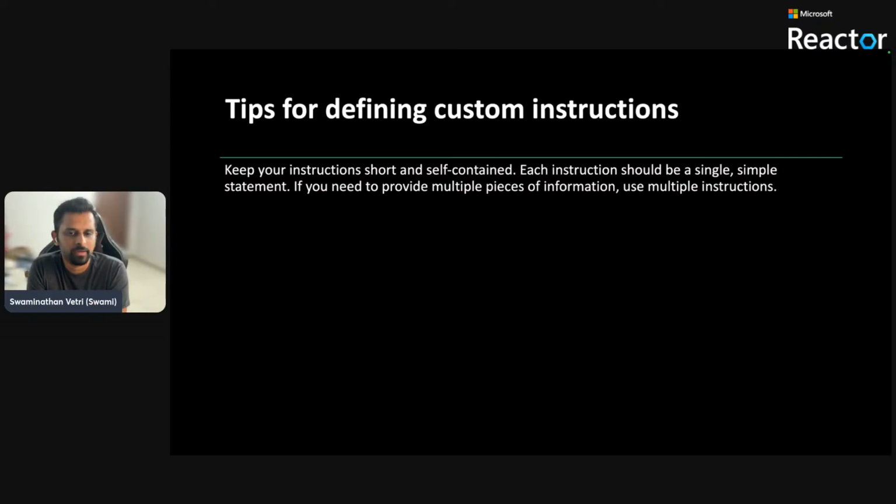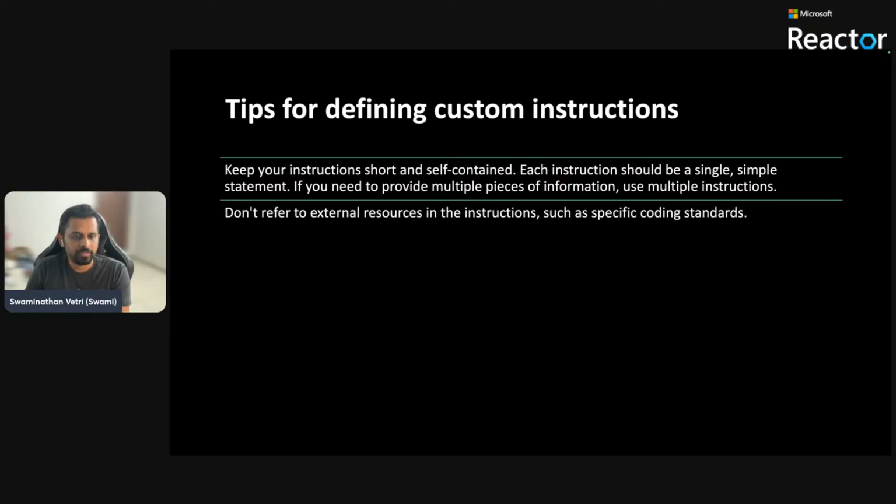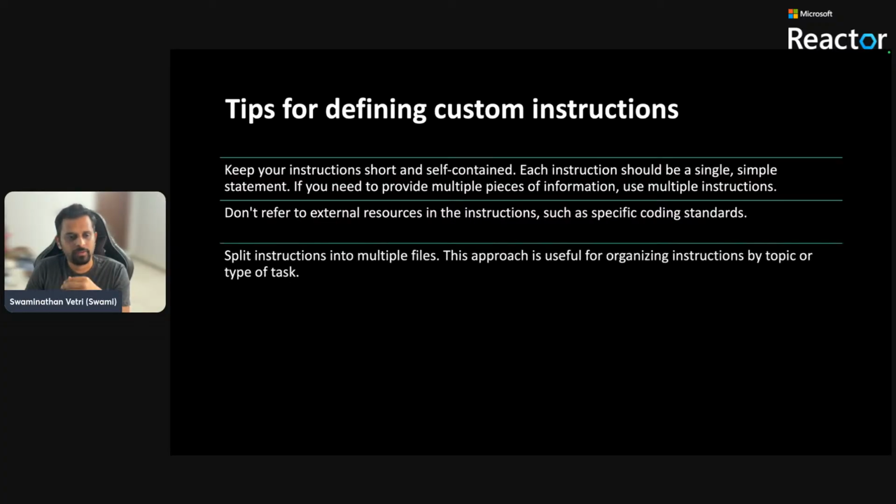Keep it short and self-contained. In the sense, you can't have multiple references of one instruction talking to another instruction and things like that, right? Keep it very self-contained so that once this particular file is passed as a context to the Copilot, it will be able to understand what's been given, and then it will be able to tailor its output appropriately. And then that's what the next point is. Don't refer to any other external resources and instructions, such as specific coding standards. Keep those standards within the file itself.